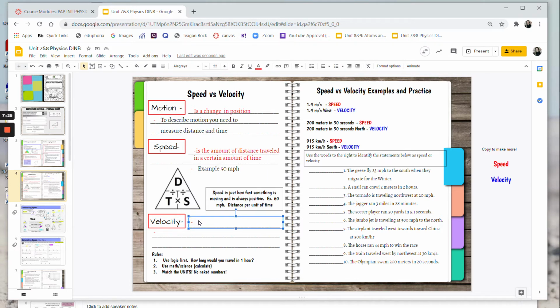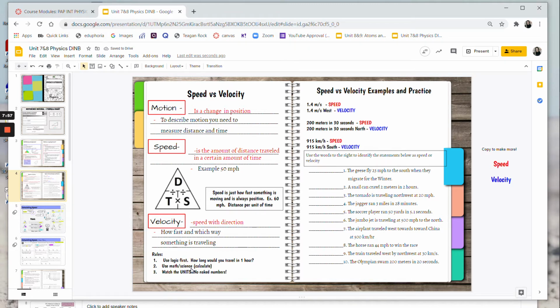Your velocity is just a little bit different. It's speed with direction. So maybe now let's change our example of 50 miles per hour to 50 miles per hour north. Okay, it's your speed, which is 50 miles per hour, and then a direction, which is north. Okay, it's how fast and which way something is traveling.